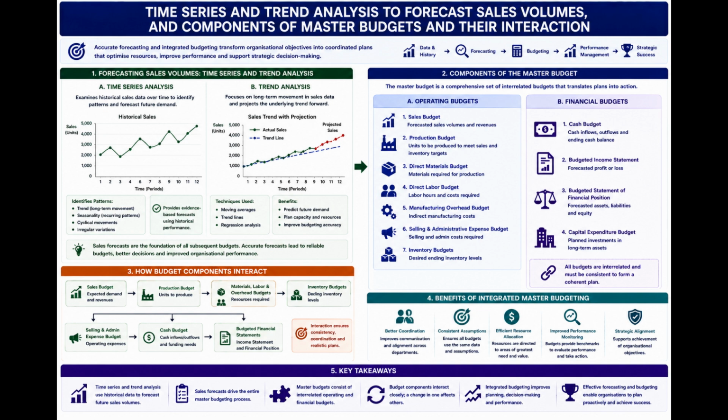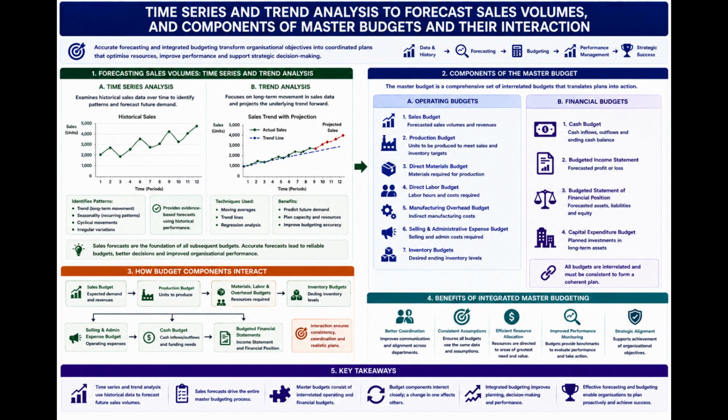The master budget is a comprehensive collection of interrelated budgets that translates organizational objectives into detailed operational and financial plans. The sales budget is typically prepared first because expected sales volumes influence production requirements, inventory levels, staffing needs, purchasing activities, and cash flows. An inaccurate sales forecast can therefore affect the reliability of all subsequent budgets. For this reason, organizations devote significant attention to forecasting techniques and market analysis when preparing their budgetary plans.